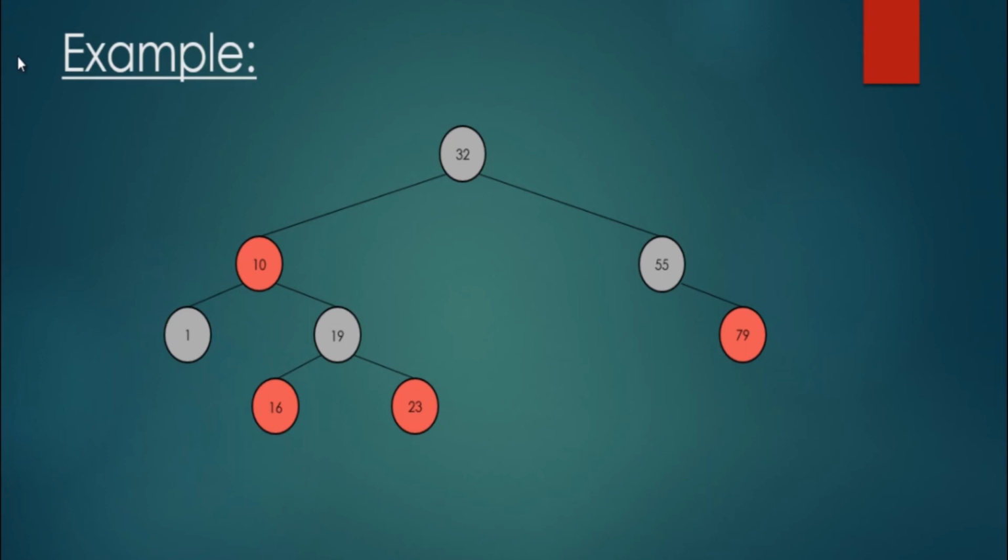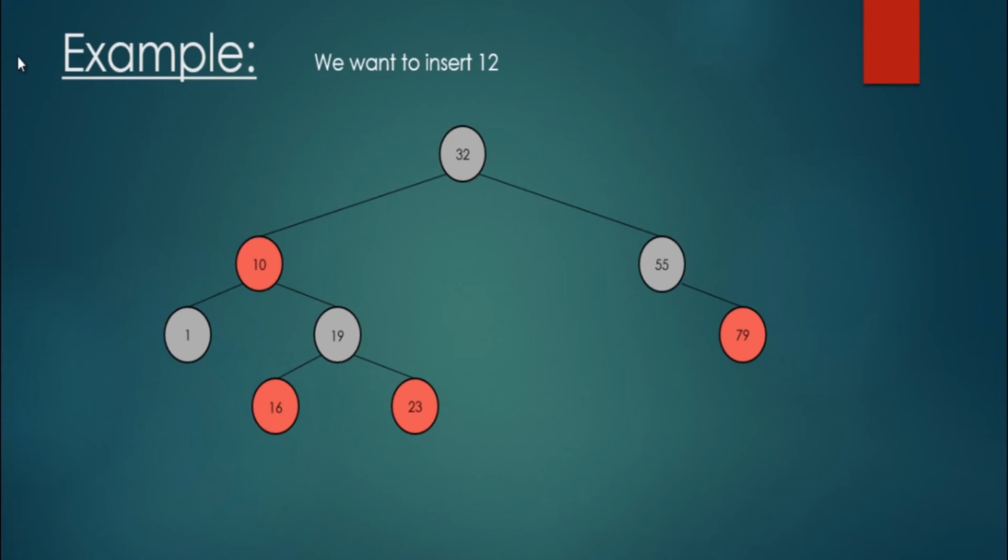What about the leaf nodes? As we have discussed, the leaf node has 2 nil children which are black. I didn't paint them, but all leaf nodes have 2 nil black nodes. Okay, so we want to insert 12.